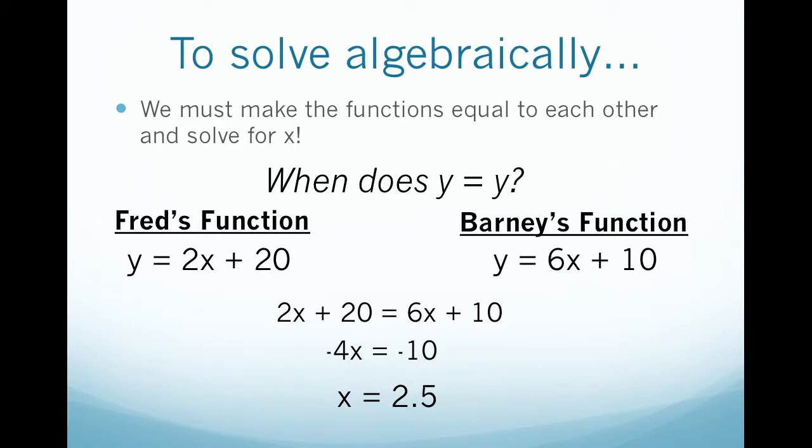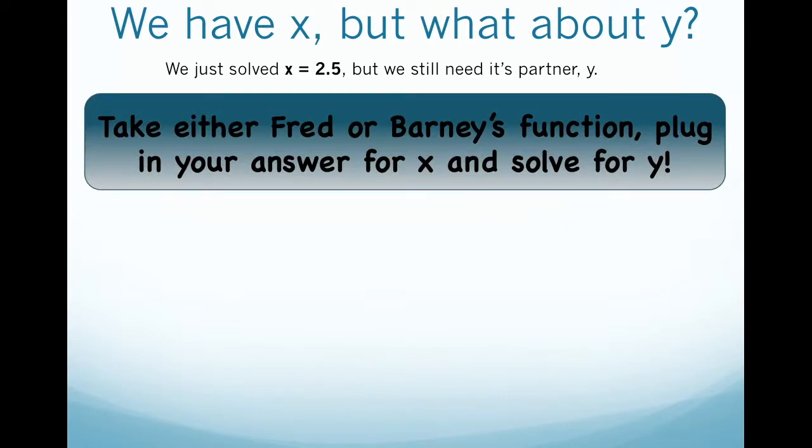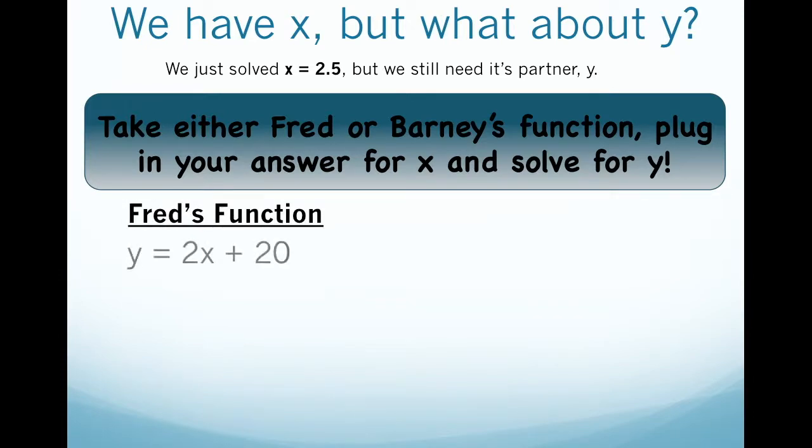Looks like we're on the right track, considering we already know the answer to this question. But now we're missing something. We have x, but what about y? We just solved that x is equal to 2.5, but we still need its partner, y. So what you're going to do is take either Fred or Barney's function, it doesn't matter which. You plug in your answer for x and you solve for y. So here's Fred's function, but we already know from the last slide that x is 2.5. So let's plug it in, and we get that y is equal to 25.